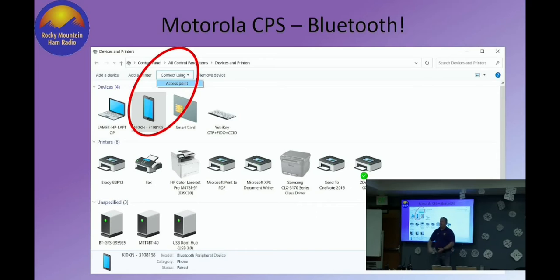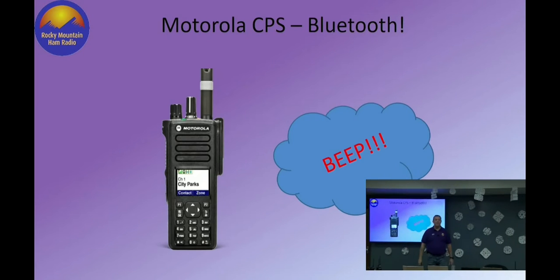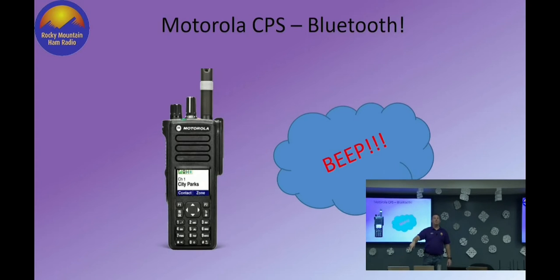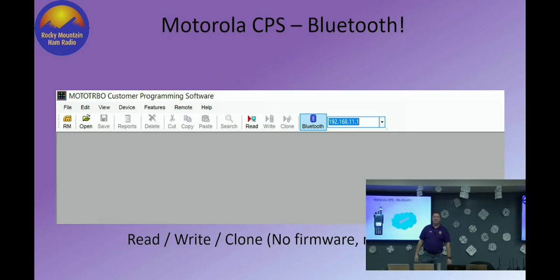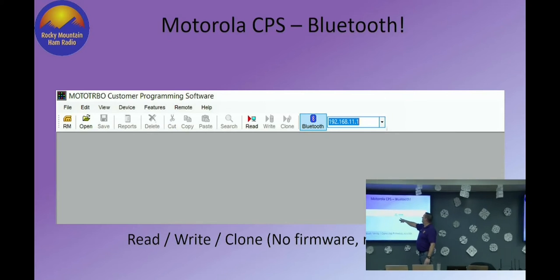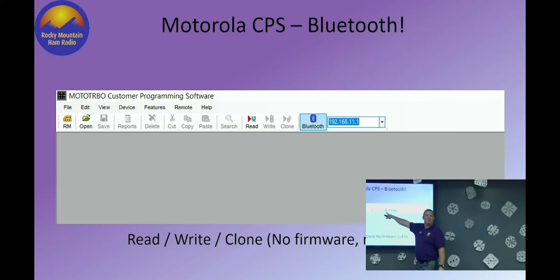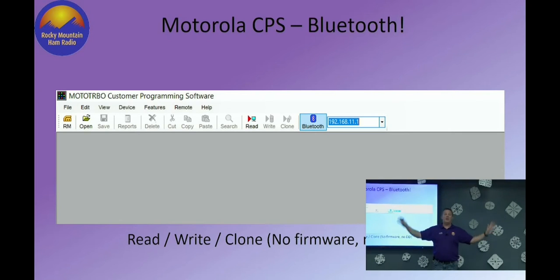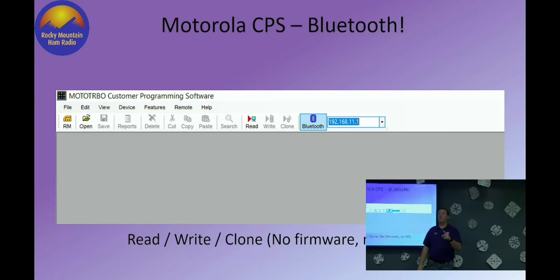As soon as you do that, the radio will beep, and you'll see Bluetooth connected on the screen of the radio. Now you can actually go into CPS here, click on the Bluetooth icon, and that's fine. That's all you got to do. Click on that, you're ready to go. You can now read, write, and clone your radio. You cannot do firmware. You cannot install entitlements, things like all that. It's just read, write program, you know, read, write, clone. And you're done. That'll work. At that point, the radio is connected and working, and you can use Bluetooth.